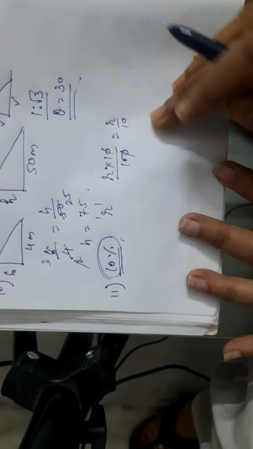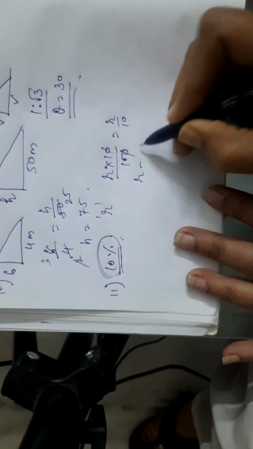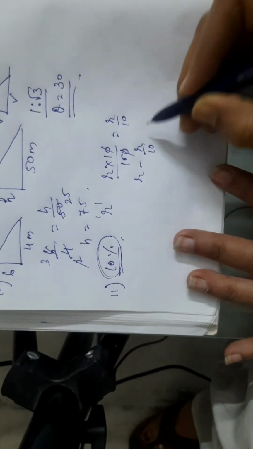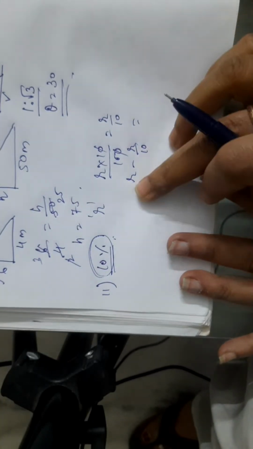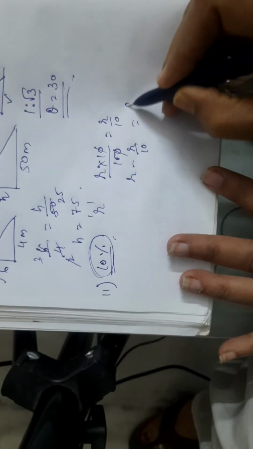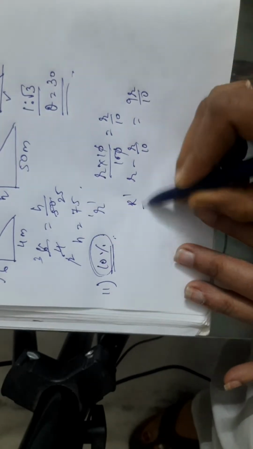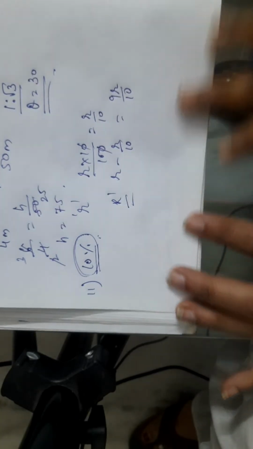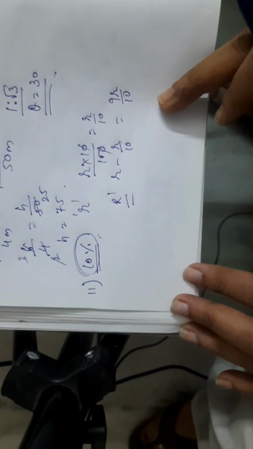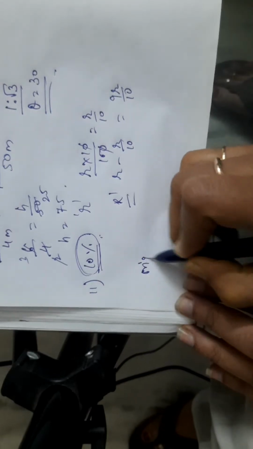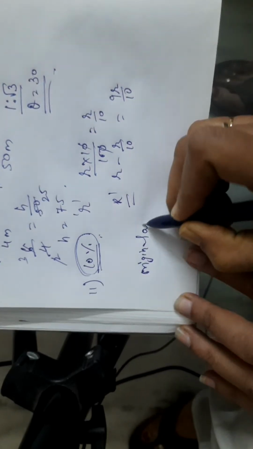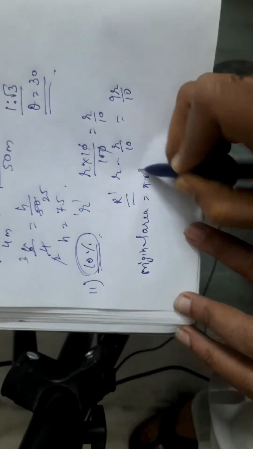So how much did it get decreased? r minus r upon 10. Thus it is 10r minus r, so 9r upon 10. That is the new radius, call it r dash. Now we are calculating how much the decrease in area is. What will be the original area? Original area is pi r square.